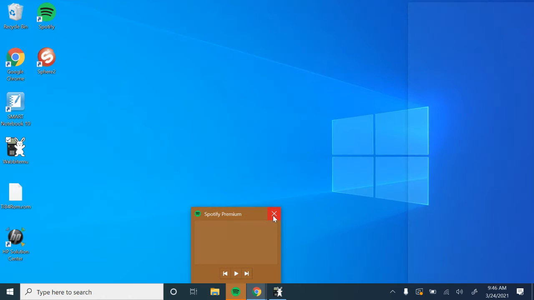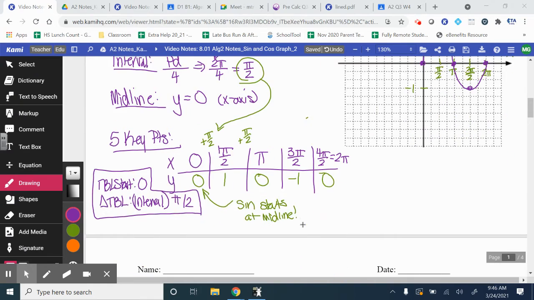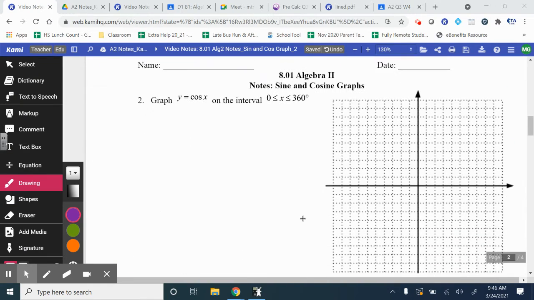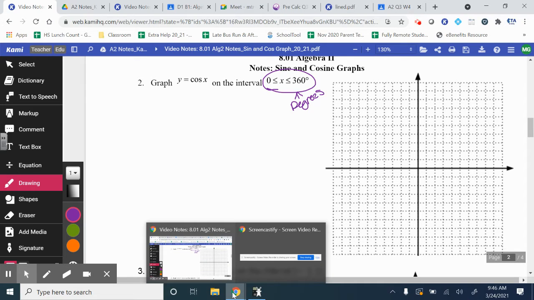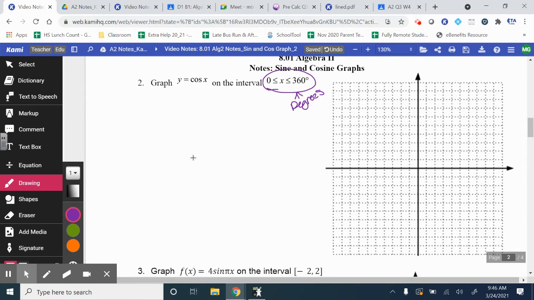Now, let's go to cosine. So number 2 says to graph y equals cosine of x on the interval from 0 to 360 degrees. So as soon as I see this, I know I'm talking about degrees this time. So I'm going to want my calculator in degrees. We're going to do that same process here where we're going to write out all our work.